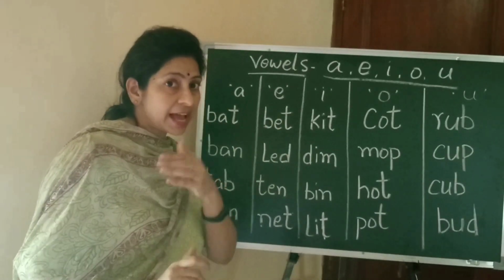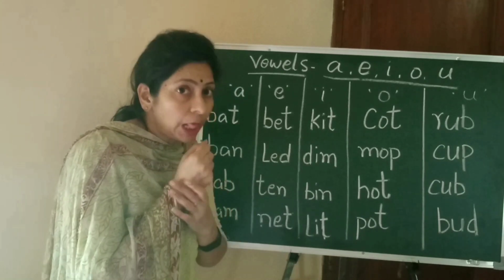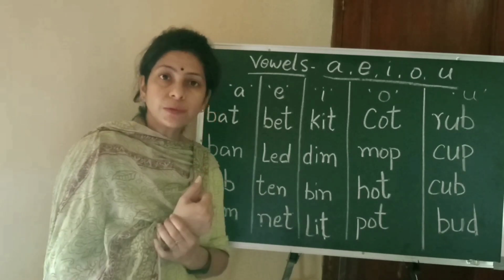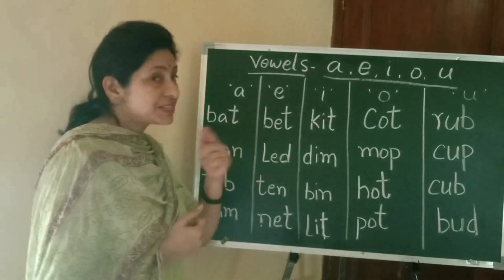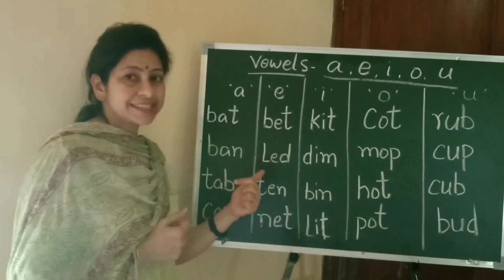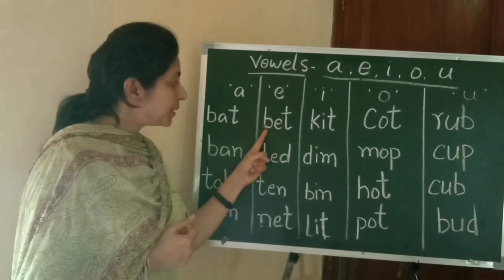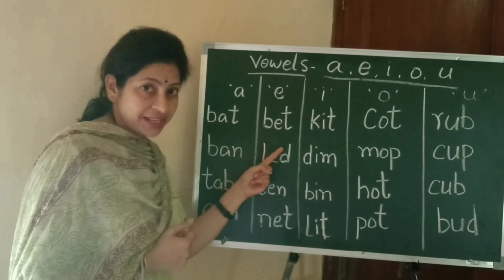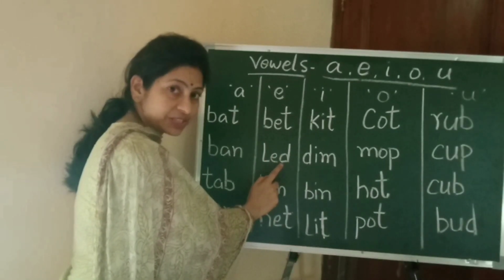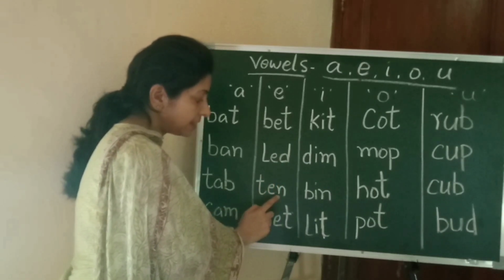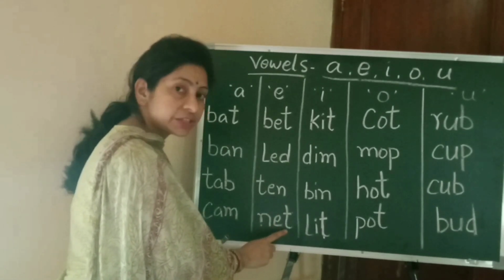Next vowel sound is E. And E says, as you all know, eh. You know how we cough? We cough like this. And when we cough, which sound does it make? Eh. Let's use this in the words given here. The first word is bet. Bet. Led. Ten. Net.